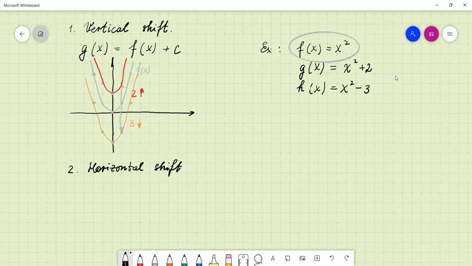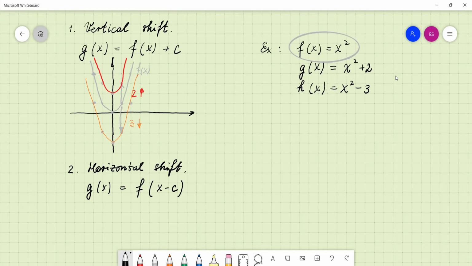What is horizontal shift? Let me first write it down. So we are making a new function g of x using old function f of x by subtracting c units from x directly. You see the difference here? We were adding c units to the whole function. Here we are working with the argument. What is going to happen? Let me write down a couple of examples.